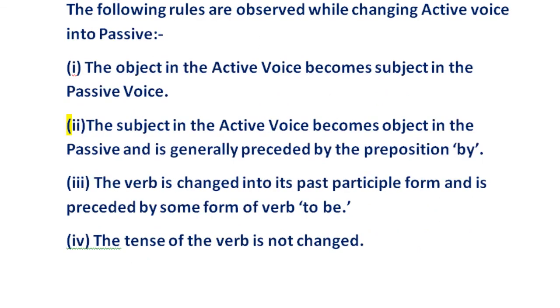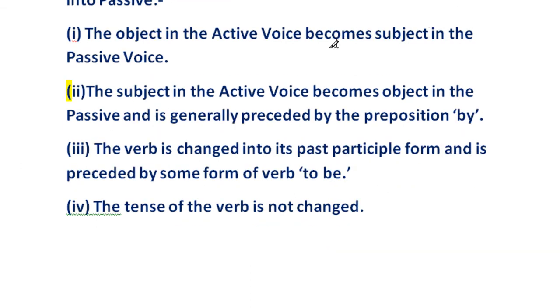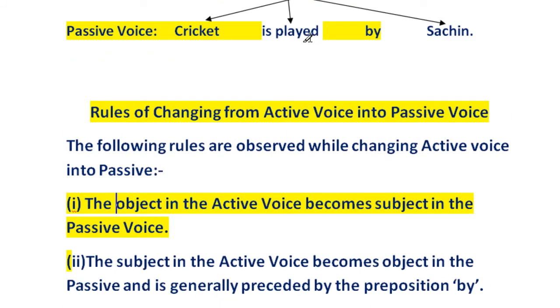Now let us see the rules of changing from active to passive voice. The following rules are observed while changing active voice into passive voice. The object in the active voice becomes the subject in the passive voice. Yes, that we have seen. You can see cricket becomes the subject, which is the object in the active voice.